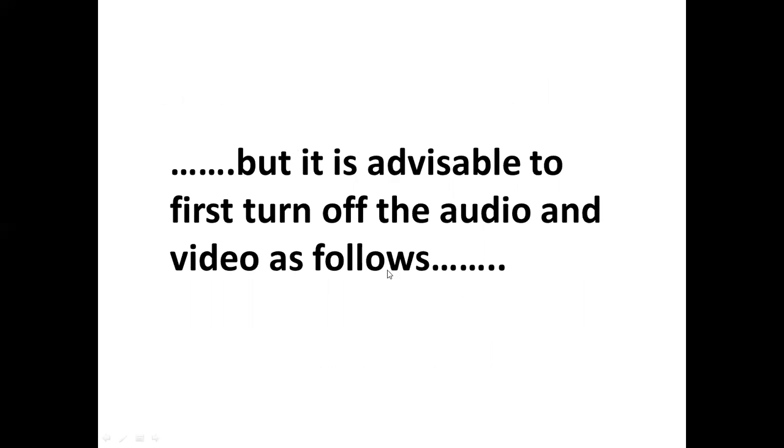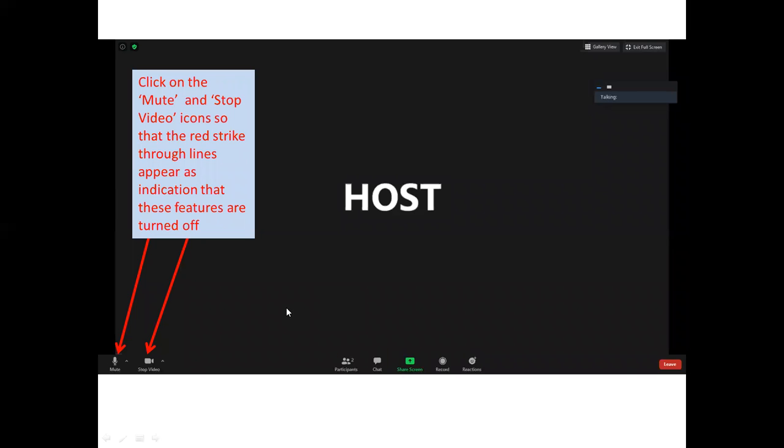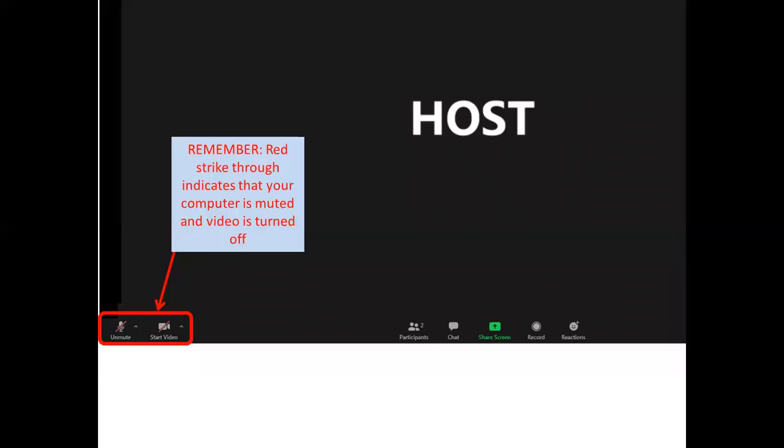But it's advisable to first turn off the audio and the video as follows. And this is just a review of what we've already talked about. Click on the mute and stop video icons so that the red strike lines appear through both the microphone and the camera icon. And remember, the red strike through indicates that you are muted and that your video is turned off.